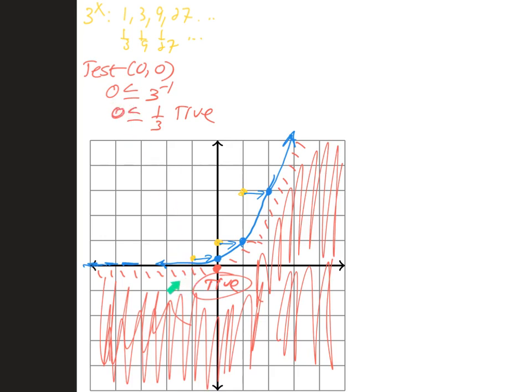So for an exponential, when you plug in 0, you get 1. When you plug in 1, you get 3. If you plug in 2, you're going to get 9, which is off the scale. So I'm going backwards instead. If I plug in negative 1, I get 1/3.